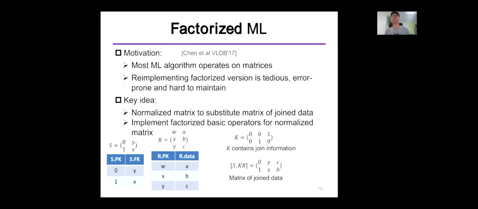Then almost all machine learning algorithms built on basic matrix operations can be implemented with the normalized matrix. So with this matrix, the normalization information from the original data can be preserved, and basic matrix operations such as matrix multiplication, cross product and matrix inversion can be implemented with pushdown.